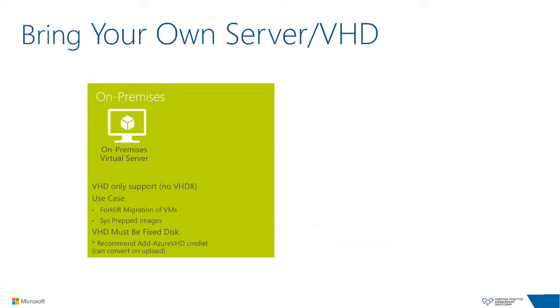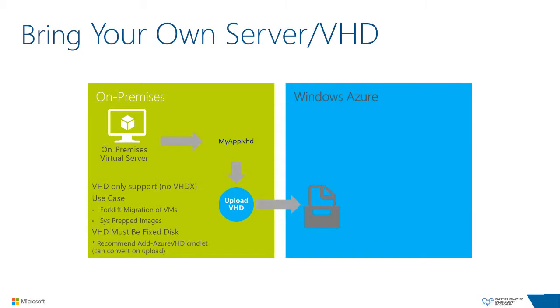So how do you bring your own server? A few things to know. Windows Azure currently only supports VHD, not VHDX. You can upload your VHDs using third-party tools, but be aware that when using these tools, the VHD must already be fixed. It cannot be dynamic. The recommended solution for uploading VHDs is to use the Add-AzureVHD PowerShell commandlet, which supports converting from dynamic to fixed disk on the fly and provides an optimized upload by only uploading the written bytes on the disks. The process is simple. Upload the VHD, register the VHD as a disk or image, and then provision virtual machines.